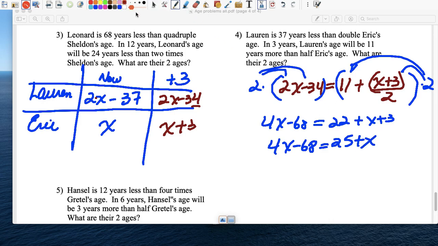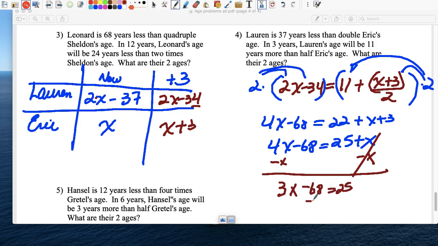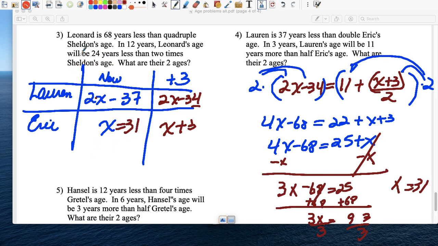We have variables on both sides, so get rid of the x: minus x, minus x. That goes away. 4x minus x is 3x minus 68 equals 25. We're going to do plus 68 on both sides. That goes away. 3x equals 93. Divide both sides by 3, and x equals 31. So Eric is 31. Lauren is 2 times 31 minus 37. So 2 times 31 is 62 minus 37 makes her 25.